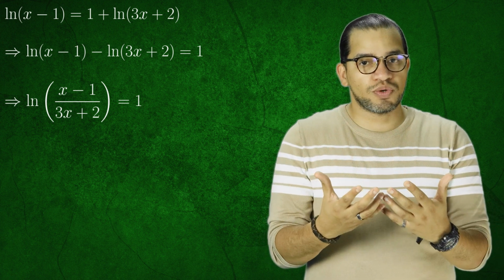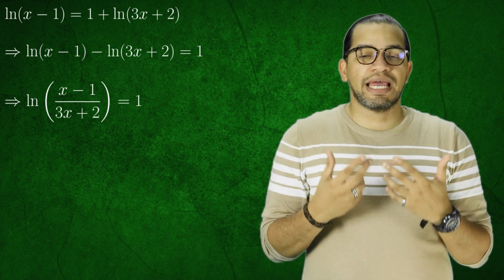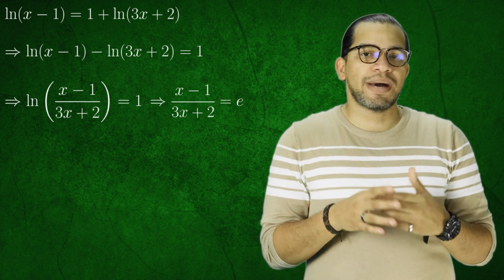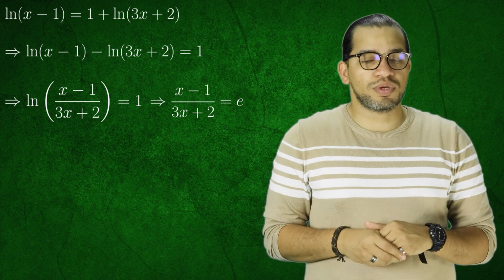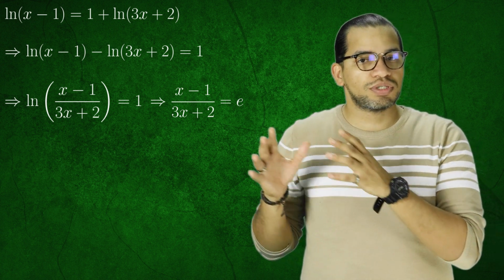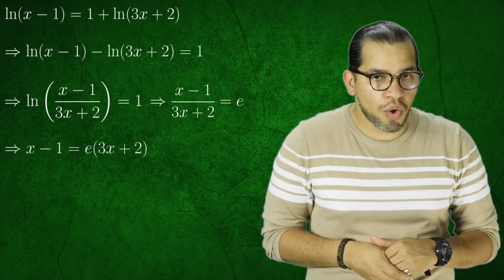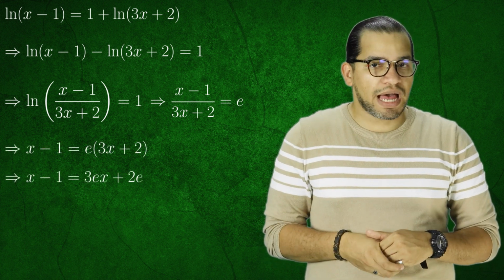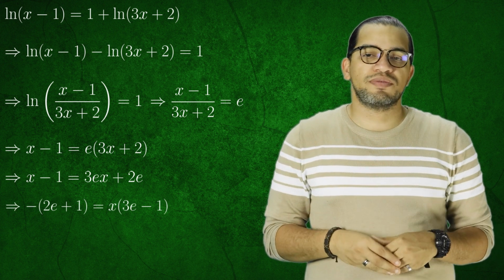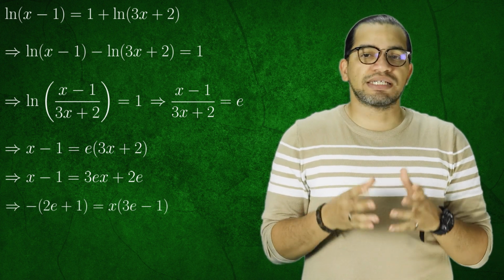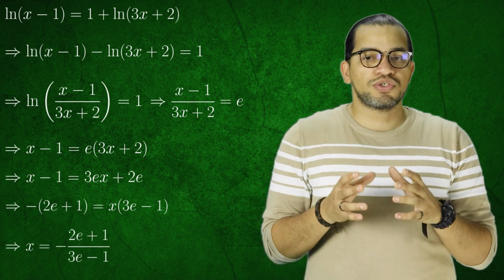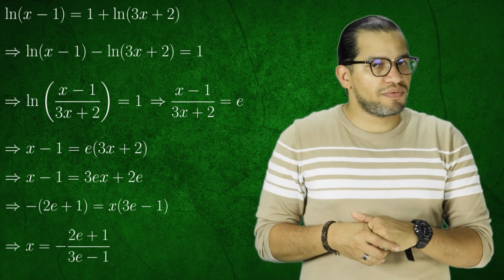Now, as the exponential and the natural logarithm are inverses of each other, we can take the exponential of both sides of the equation. So we end up having the equation x minus 1 divided by 3x plus 2 equals e. Thus, if we solve for x, we end up having the solution of this logarithmic equation expressed as x equal to minus 2e plus 1 divided by 3e minus 1.